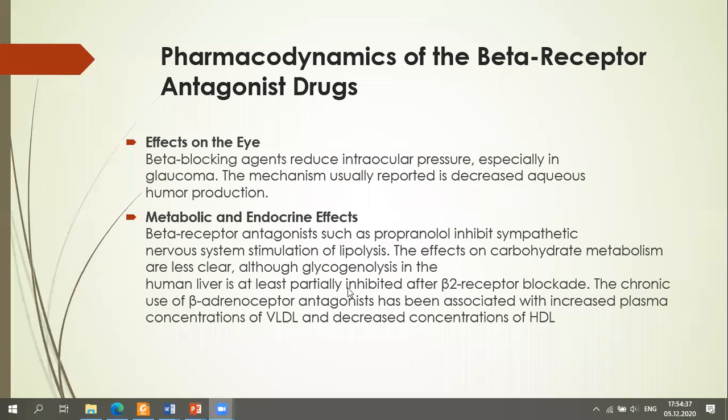The effects on carbohydrate metabolism are less clear. Also, glycogenolysis in the human liver is at least partially inhibited after beta-2 receptor blockade. It will be inhibited, but only partially. The chronic use of beta adrenoceptor antagonists has been associated with increased plasma concentration of VLDL, very low density lipoprotein, and decreased concentration of HDL. HDL, the cholesterol substance, will be decreased.